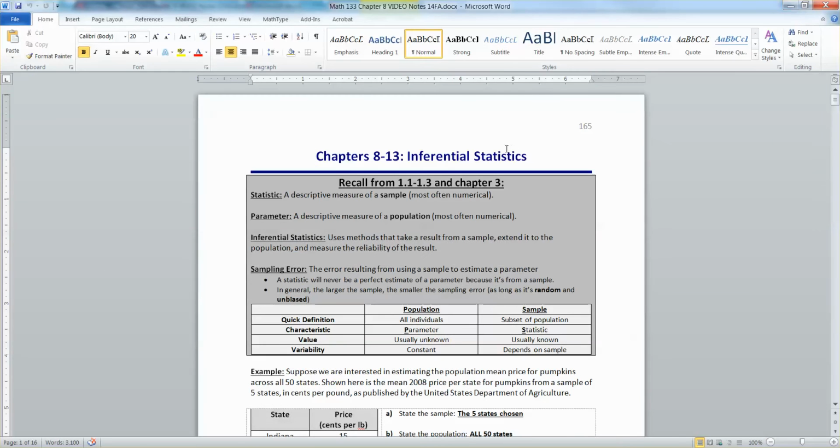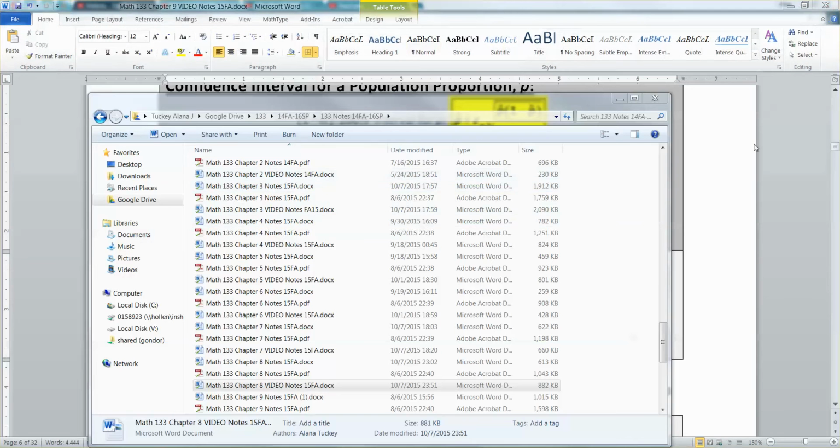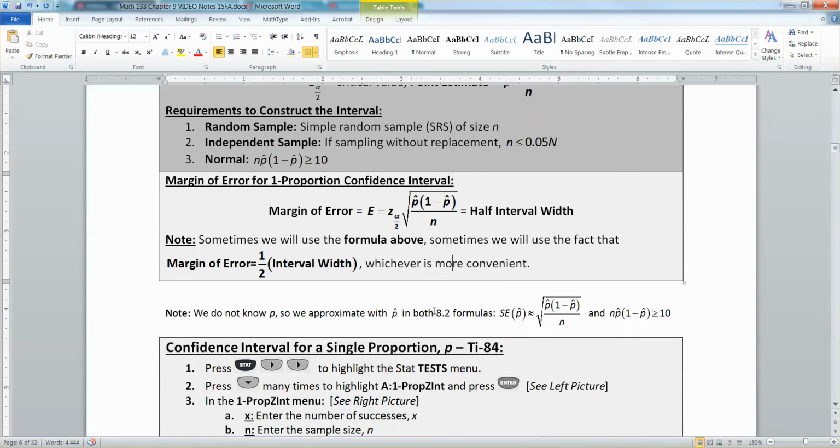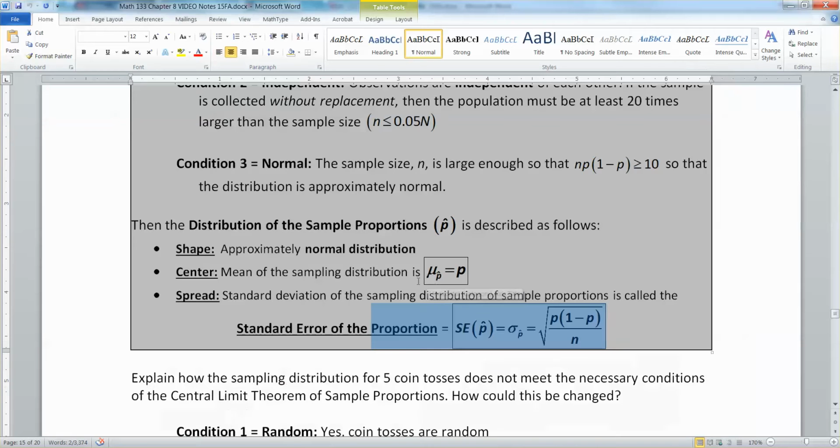We can only use p hat, oops, not that one, in our particular example. And that's what this is saying. So your formulas get modified slightly, and also your requirements for using all of this.